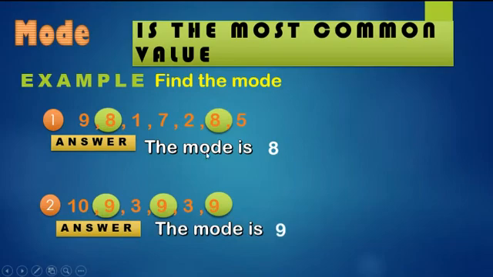Okay, again, if we have some values and we need to find the mode of them, then we are searching for the most common number repeated in these numbers. Here we have 8 repeated the most, and here we have 9 repeated the most. Okay, let's solve problems about this concept.